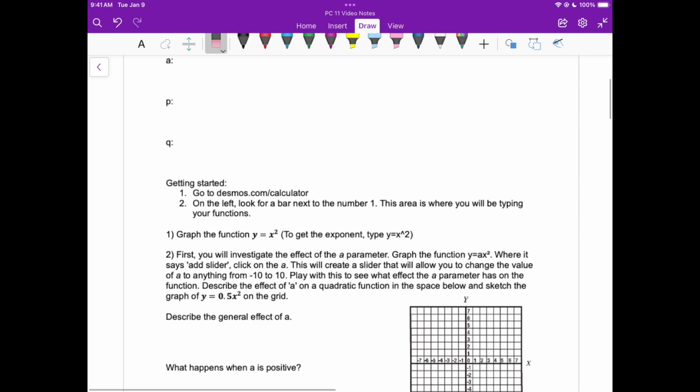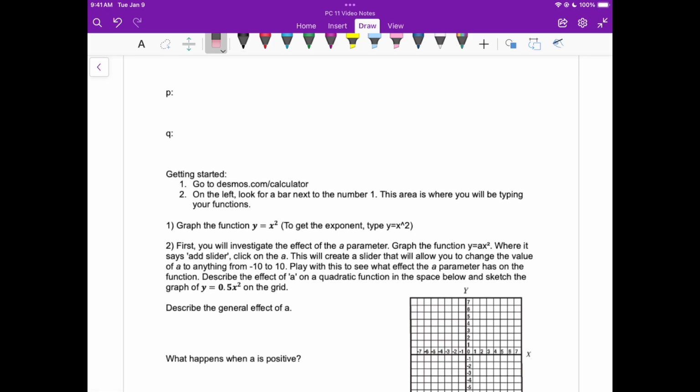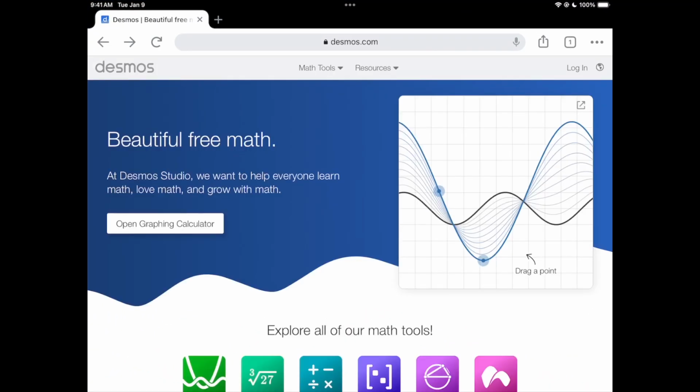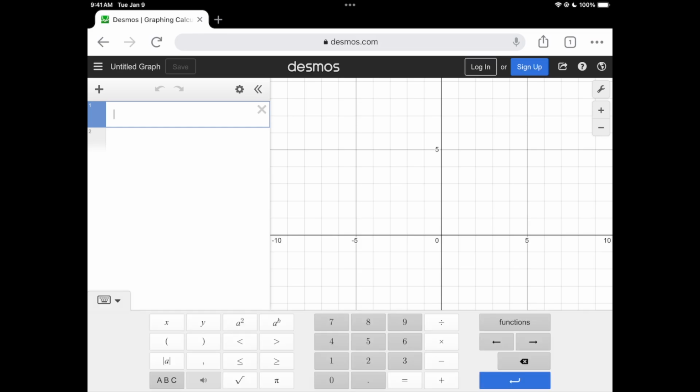So the first thing that you're going to actually want to do is load up the website desmos.com. On that website, whether you use the calculator or not, there is a graphing calculator. So this is what the website looks like. If you see that open graphing calculator button there and you click that, that'll bring up this.